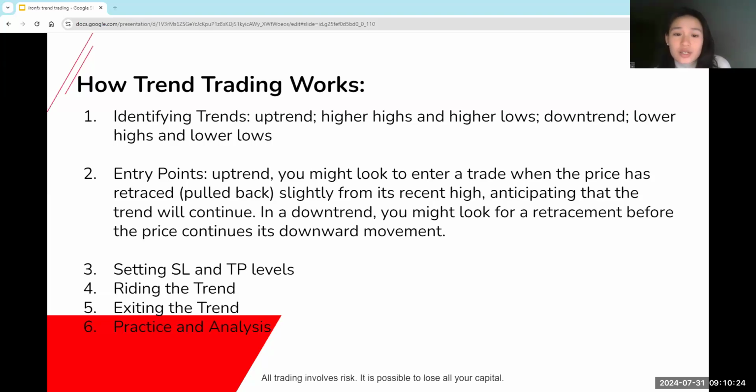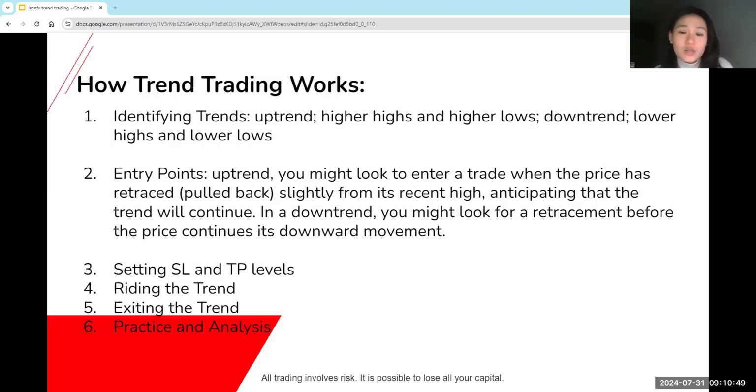Entry points. So once you've identified the trend, the next step is to find an opportune entry point. So in an uptrend, you might look to enter a trade when the price has retraced, which means pulled back from its recent high, anticipating that the trend will continue. In a downtrend, you might look for a retracement before the price continues its downward movement.